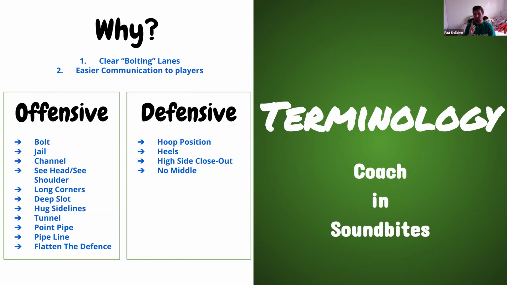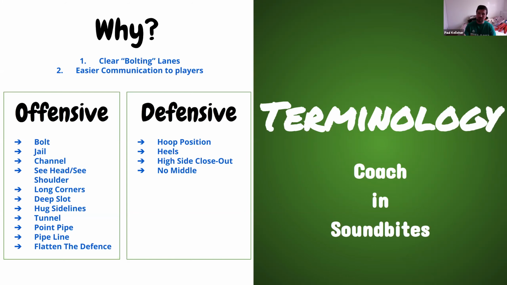Point pipe is the old point guard spot, and you'll see that in a second on the diagram. Our pipeline is rim to rim. Flattening the defense, we've all used that in the past, so that's nothing new either. From a defensive perspective, the hoop position. When we're getting back on the floor, I'm always saying, who's got hoop position or who's got jail? Maybe sometimes we get confused, but definitely the hoop position. The first player back must guard the hoop, get in their stunting positions, closeouts, and make it difficult for a 2-on-1 situation. Heels outside the lane.